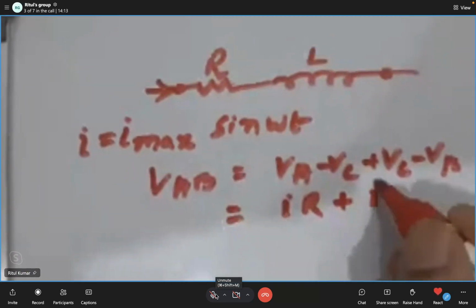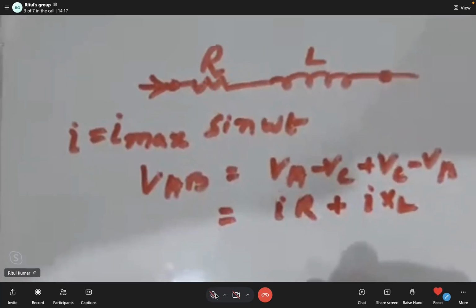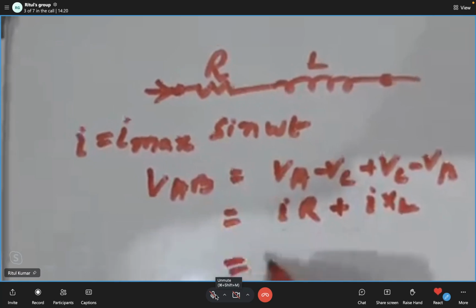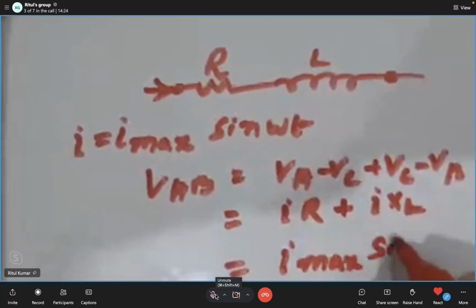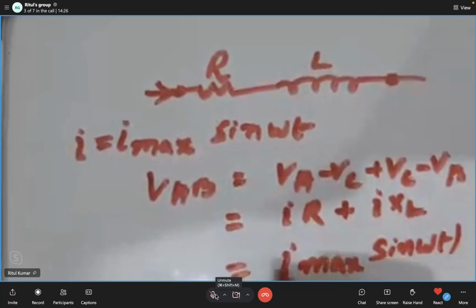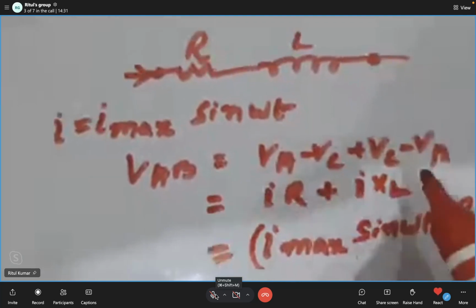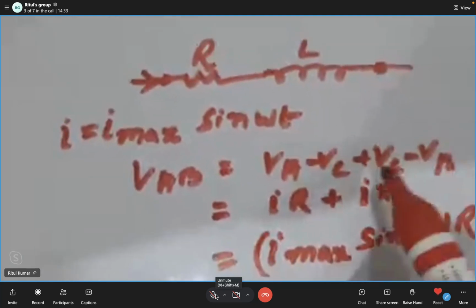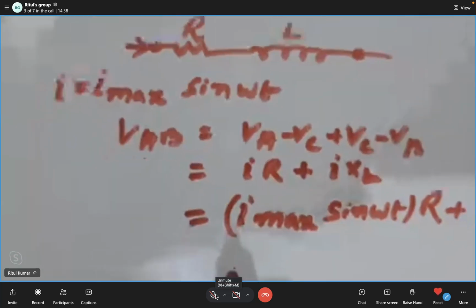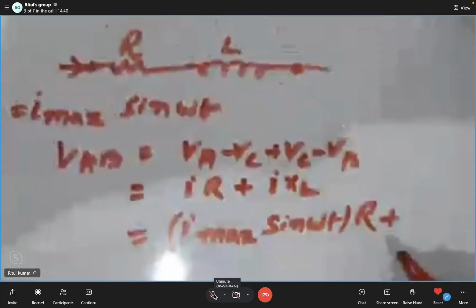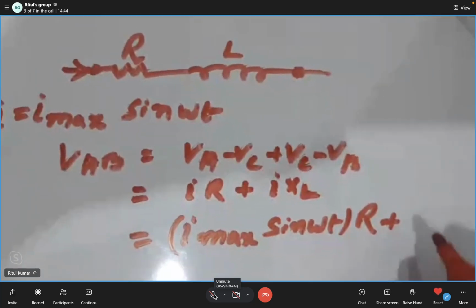I multiplied with XL, right? Yes, sir. Okay, now tell me, what do we get then? I max sine omega t into R. And what was for this one? I XL. What did we get? VC minus VA individually against the inductor. We got what factor? I into omega L, correct?